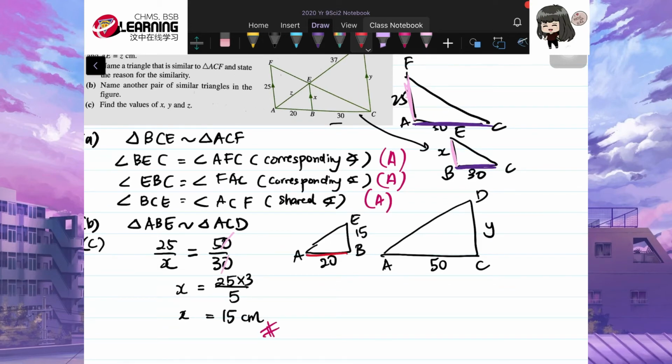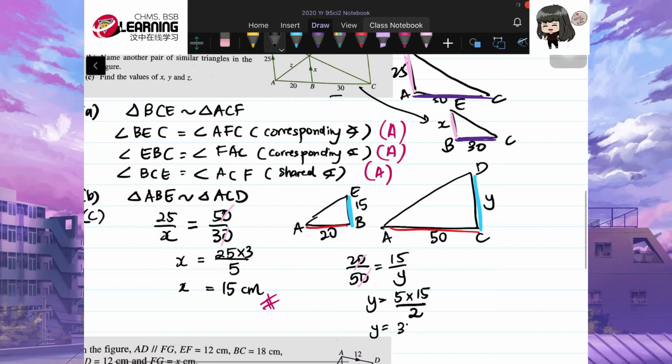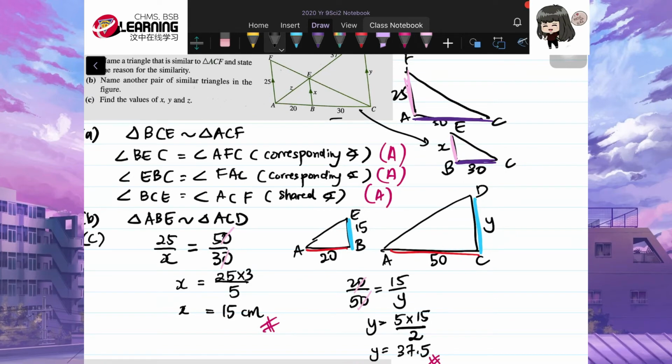Now we can compare AB with AC and BE with CD. The red one first, 20 over 50, or the blue one first also can. 20 over 50, the red one, equals the blue one, which is 15 over y. Then simplify to find y, which is 5 times 15 over 2, and your y is 37.5. Okay, so that's how we find y.